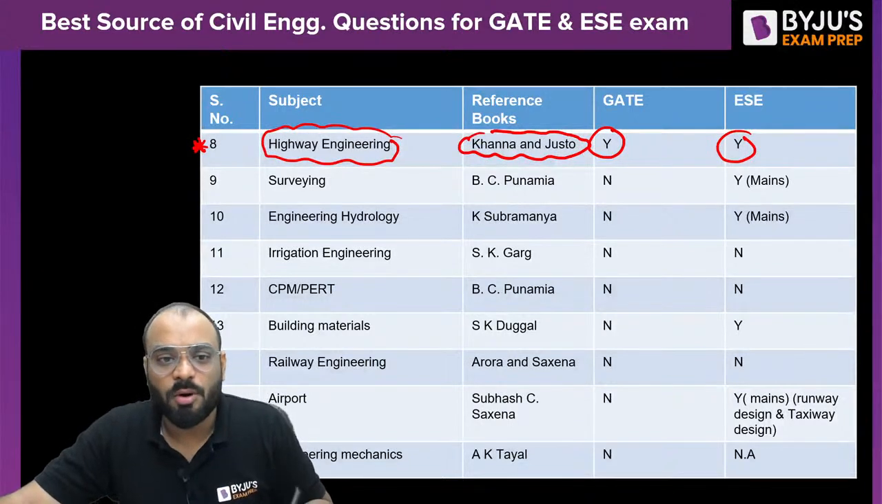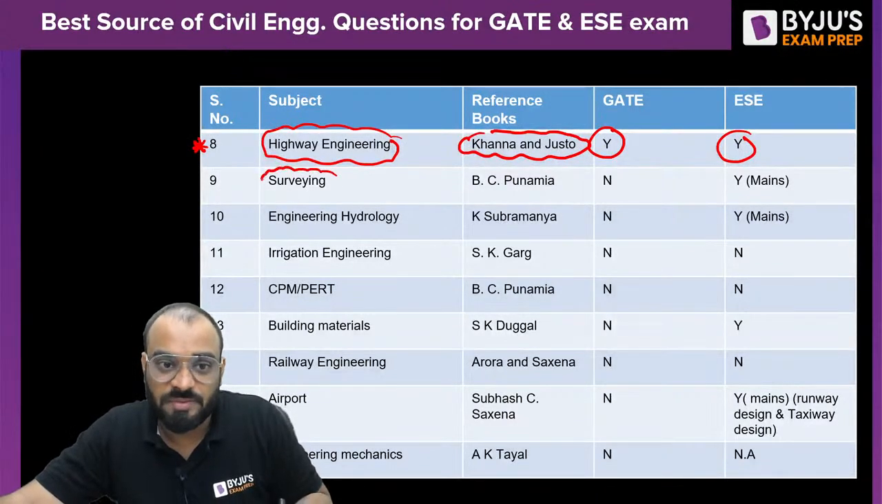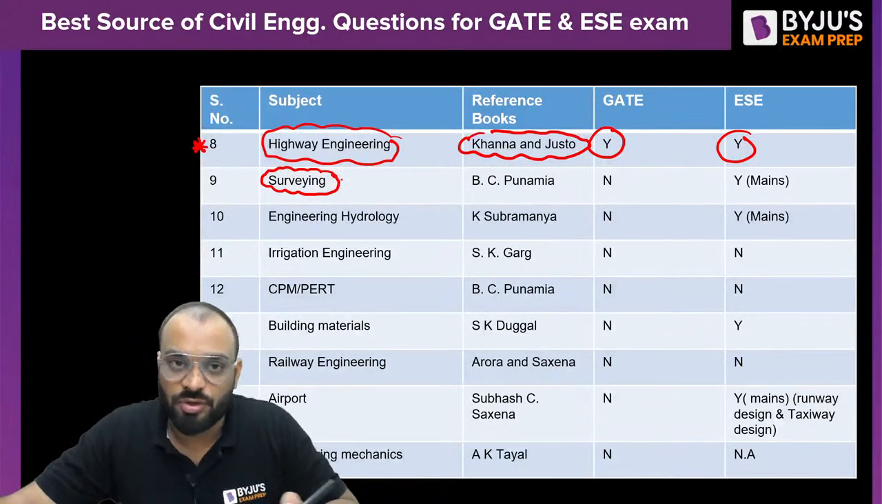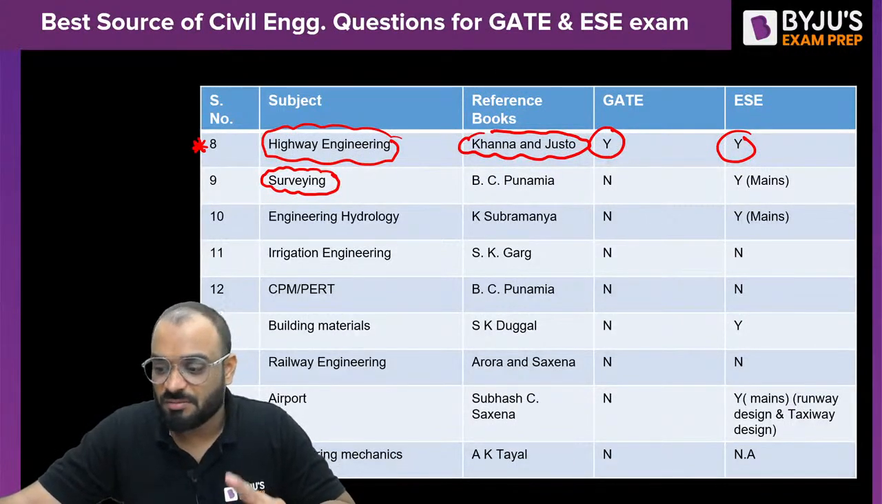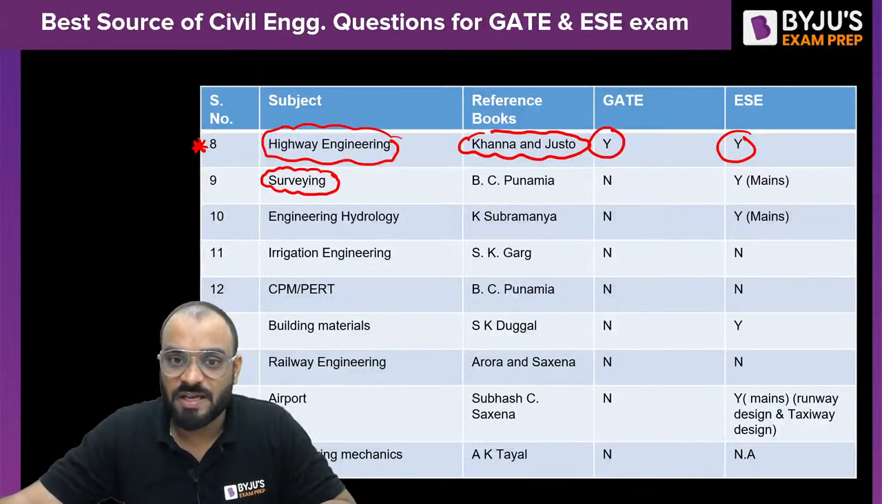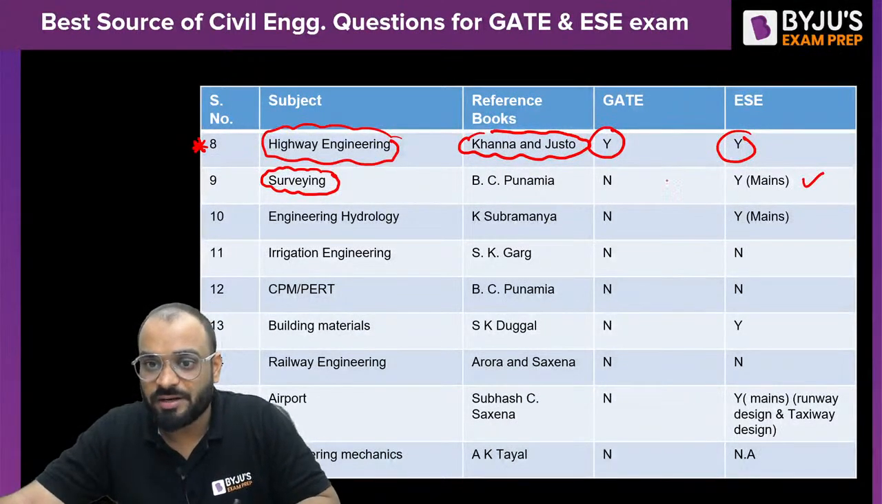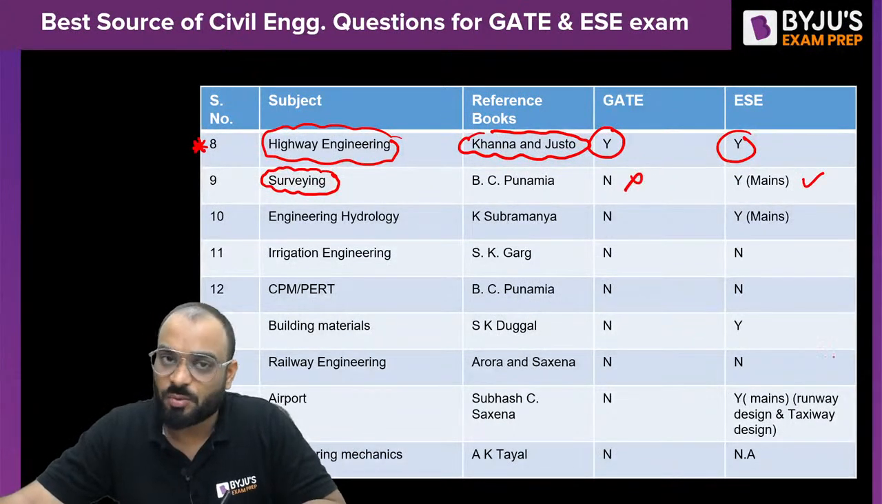So guys, if we talk about the surveying part, in BC Punmia, you may get a lot of questions from the surveying portion, objective questions as well as conventional questions. So guys, for the GATE examination, we know that the weightage is very less, like 3 to 5 marks. So you can ignore this particular book for your practice for the GATE examination. But if you are giving the mains examination, guys, then you need to refer to it, right? For the mains examination it is required, but for the GATE examination it is not required.